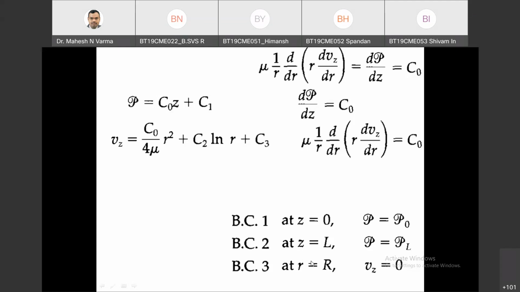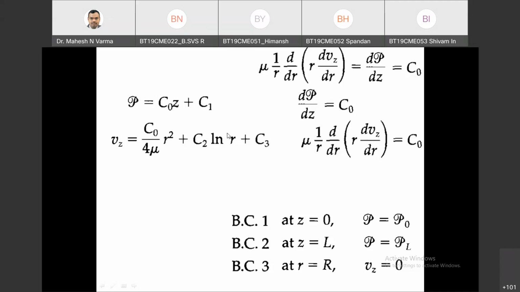Sir, at the center of the tube, the velocity will be maximum, like at r equal to 0. At r equals 0, velocity will be maximum. So you need to put Vmax. So what will be ln 0? That will be undefined, sir. At r equals 0, ln r will not be defined. So how to handle that? Then we can use a logical boundary condition.